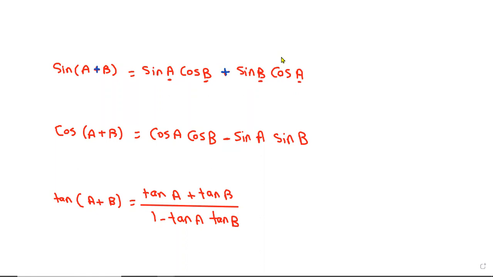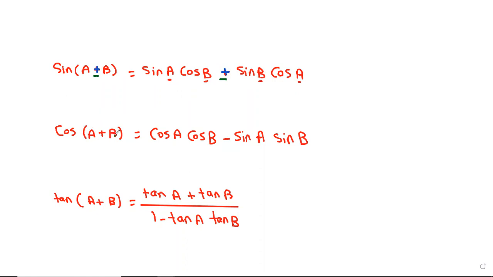And if this sign is negative, sin(A − B), it shows the difference between these two angles. So the sign here would be negative, sin(A − B). We will write the same rule, sin A cos B minus sin B cos A.